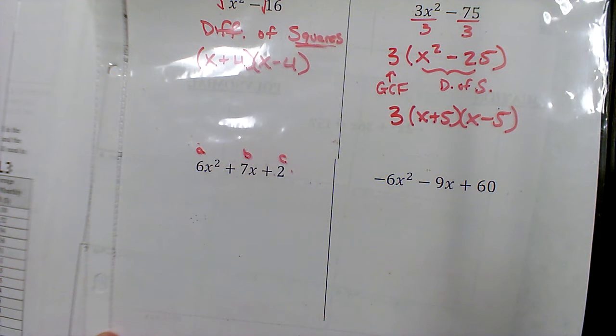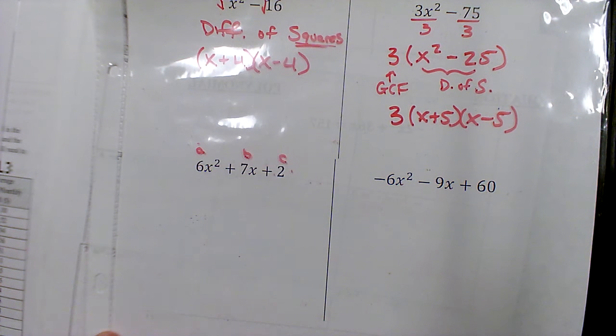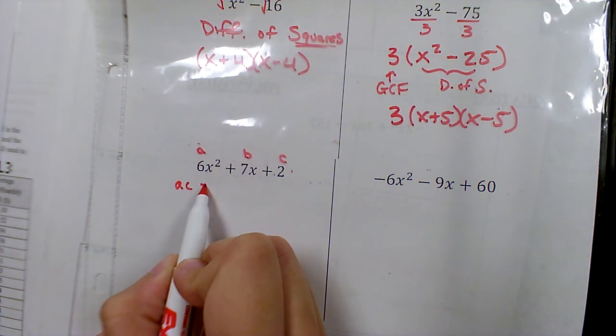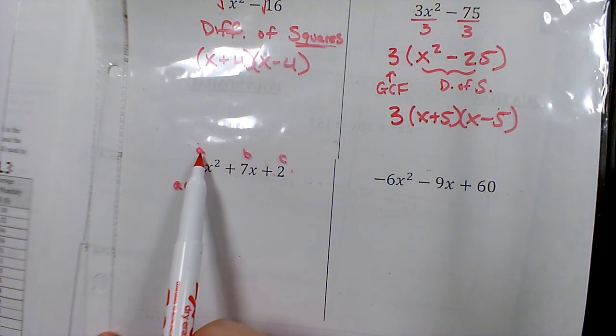Okay. You're on the right track. Go ahead, Tori. So you're multiplying A times C. And then you find the factors of C that add up to B. Perfect.